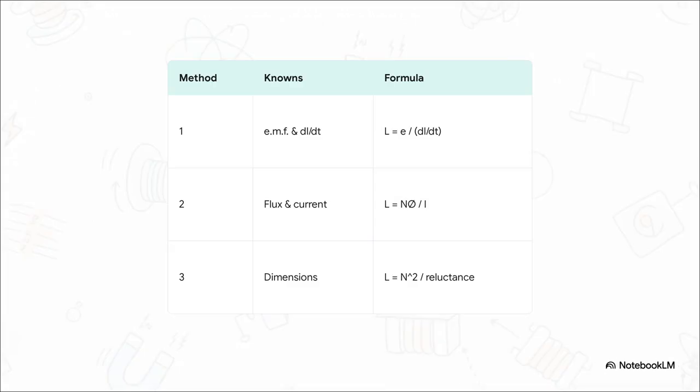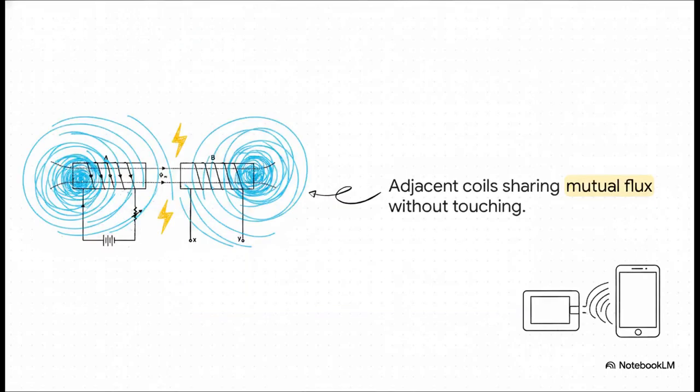The property that measures this self-opposition is called self-inductance, measured in henries. Now, rather than getting bogged down in calculus, there are basically three distinct ways to calculate self-inductance, and it all depends on what info you have on hand. Whether you know the electrical measurements like EMF and current, the magnetic flux, or even just the physical dimensions of the core and the wire turns, you can figure out exactly how much a coil will oppose a change in current. But what if we place a second coil nearby?